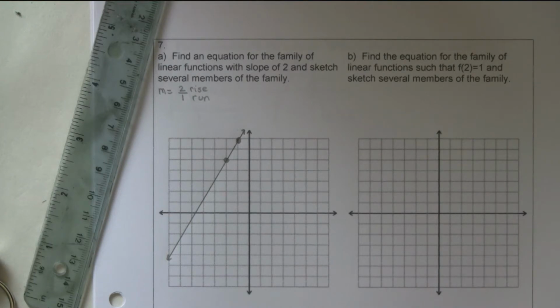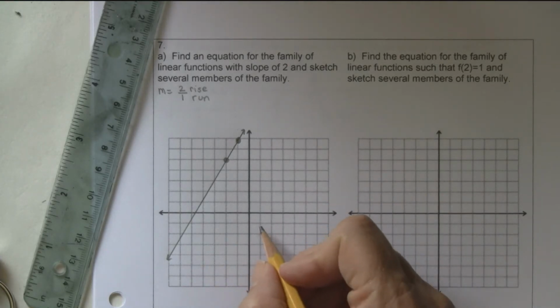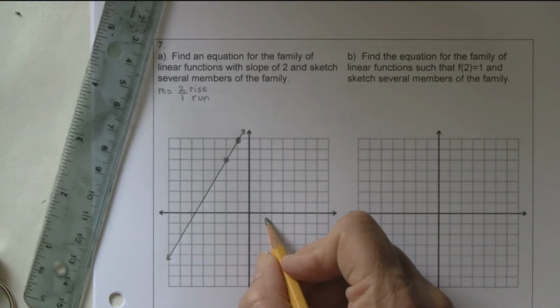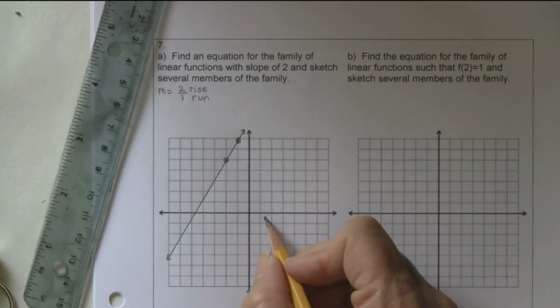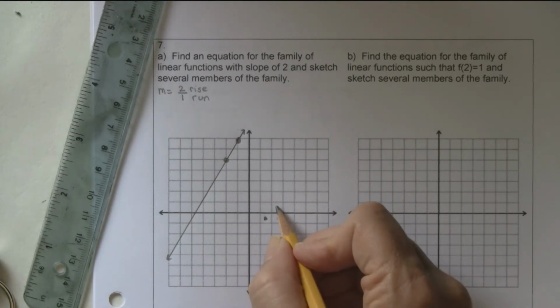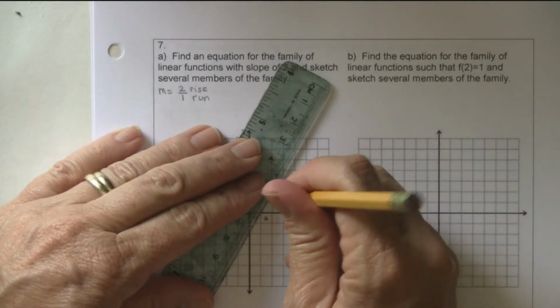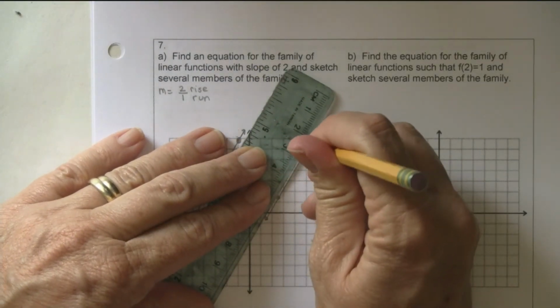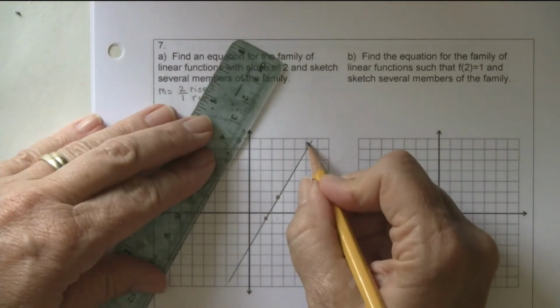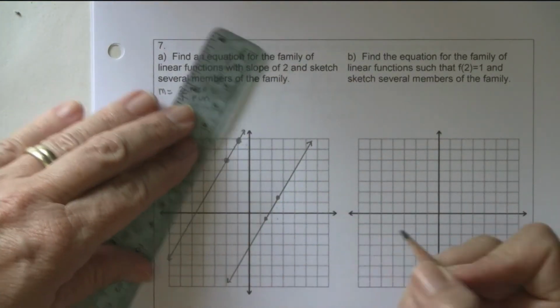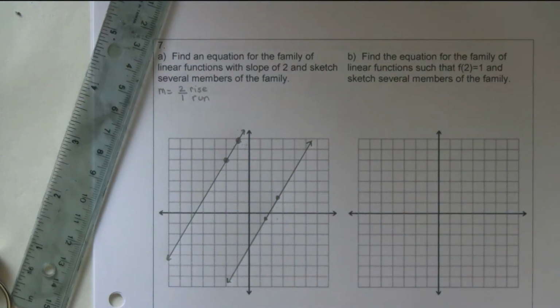And it said several members of the family for me to sketch, so I could pick another random point. And I could pick this point, right directly in the center, as crazy as that sounds, but over 1, up 2, right? And so it is a sketch after all. And so I was about to say that I would probably prefer to pick points that were on corners, but then I decided, well, what the heck, whatever.